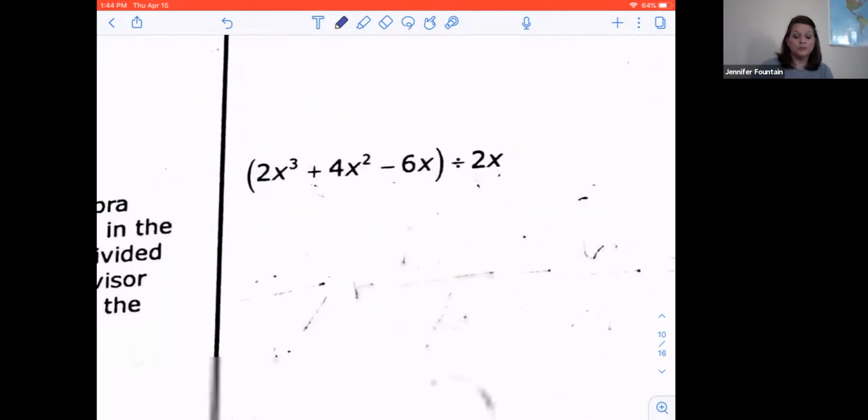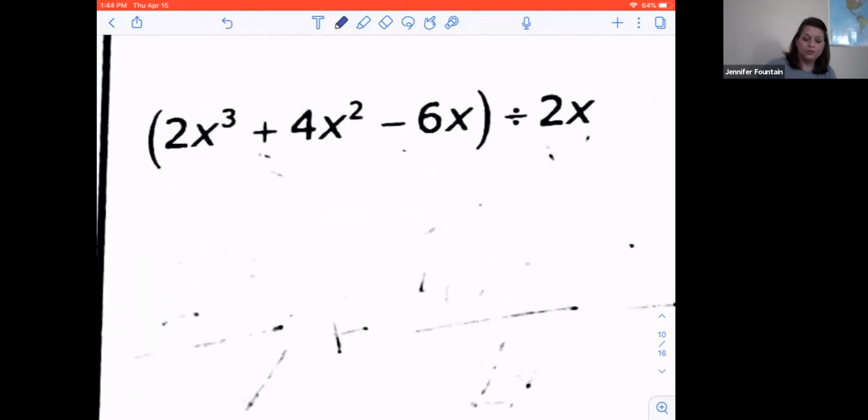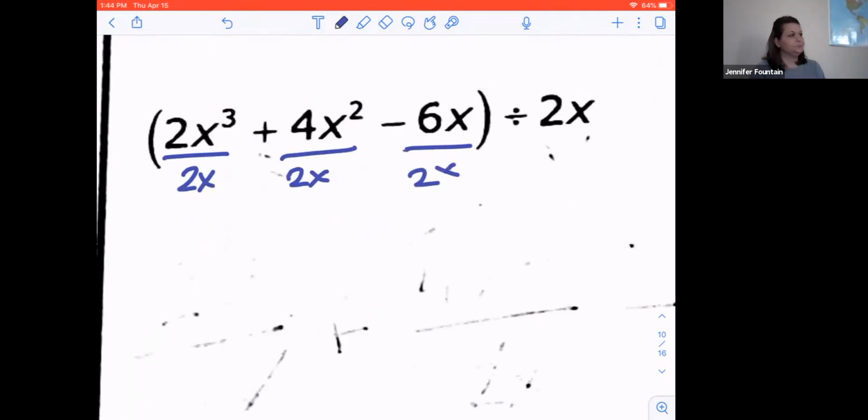Now we have 3 terms. We're dividing them all by 2x. So draw my line, divide by 2x, divide by 2x, divide by 2x. 2 divided by 2 is just 1. Okay, so I cancel those. x cubed divided by x. My x is going to cancel. x cubed becomes x squared. 4 divided by 2. 2 divided by 2 is 1. 4 divided by 2 is 2. x squared divided by x. This one becomes x to the first.